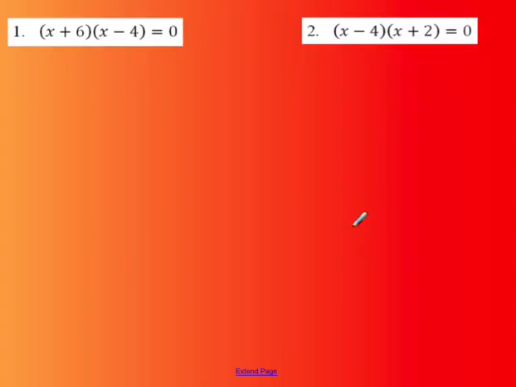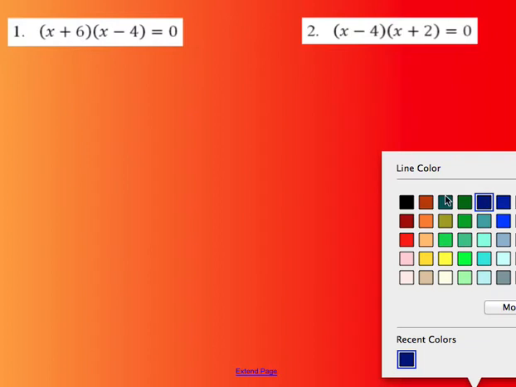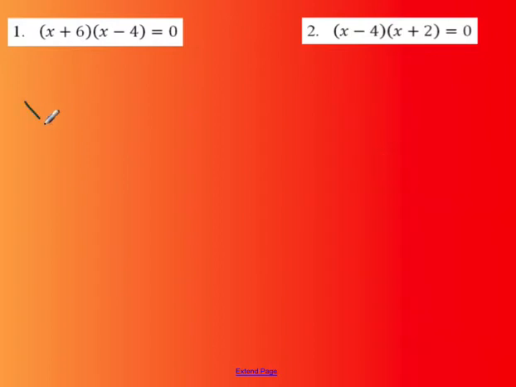So for number 1, we need to take and set each of our factors equal to 0. So x plus 6 is equal to 0. x minus 4 is equal to 0. The zero product property says if these things are going to multiply to 0, then either this is equal to 0 or this is equal to 0. So all I did is set each of those factors equal to 0.